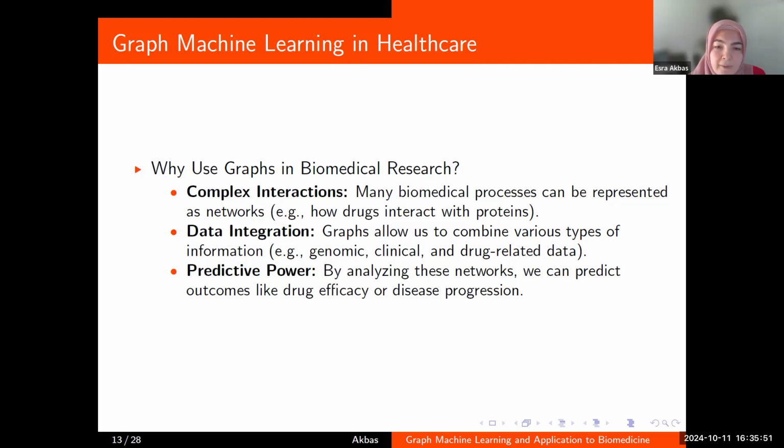And also we have the machine learning part, the predictive power. We have a powerful tool for analyzing these networks. We can make very useful predictions like drug efficacy or disease progression. So we can make predictions using graph machine learning.